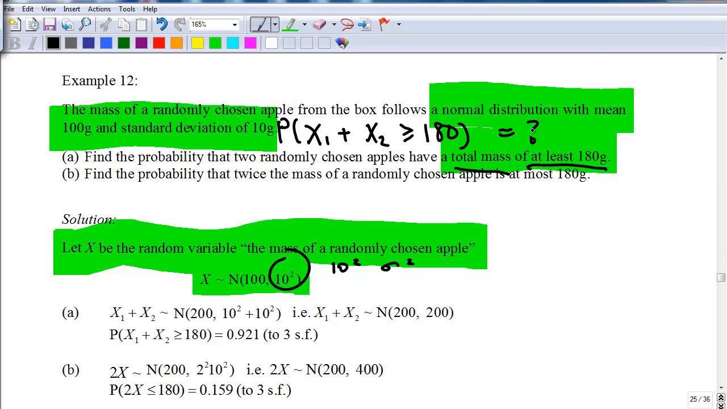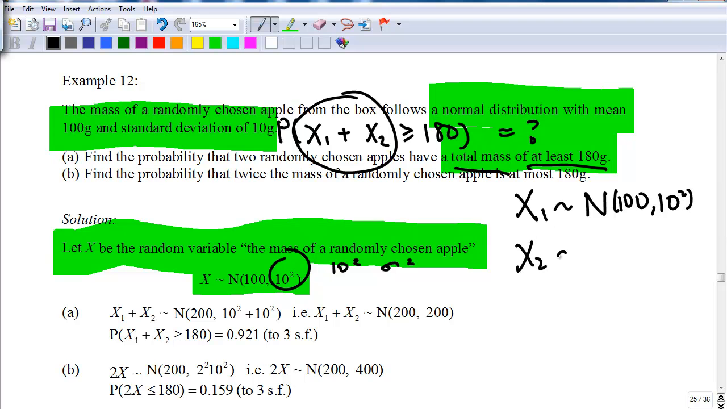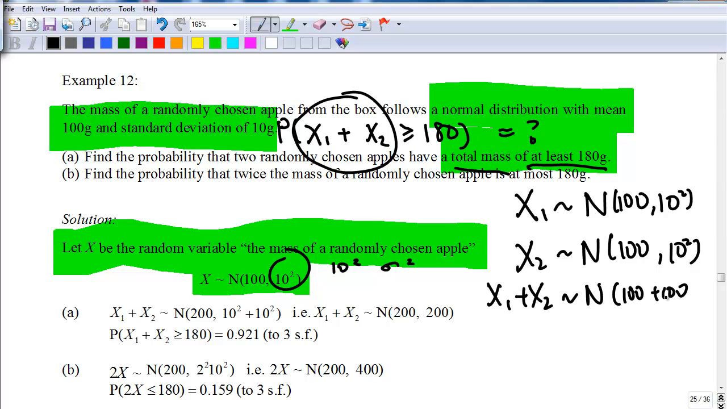So once I know what I want to find, I will look at this piece here. Now this is X1 plus X2. Now X1 must follow the same distribution as X. X2 must also follow the same distribution as X. So using the previous property, I can write X1 plus X2 to be a normal distribution with mean 100 plus 100 and variance 10 squared plus 10 squared. I'm using the formula that you see in the previous box.